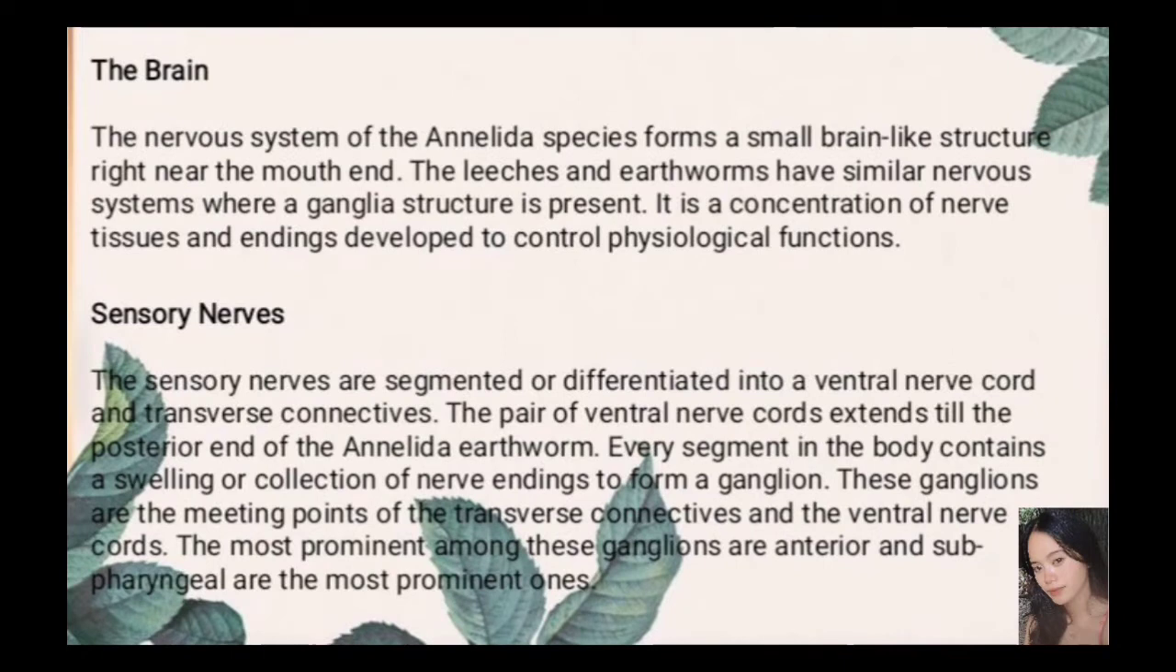Sensory nerves. The sensory nerves are segmented and differentiated into a ventral nerve cord and transverse connectives. The pair of ventral nerve cords extends to the posterior end of the Annelida earthworms. Every segment in the body contains a swelling or collection of nerve endings to form a ganglion. These ganglia are the meeting points of the transverse connectives and the ventral nerve cords. The anterior and subpharyngeal ganglia are the most prominent ones.